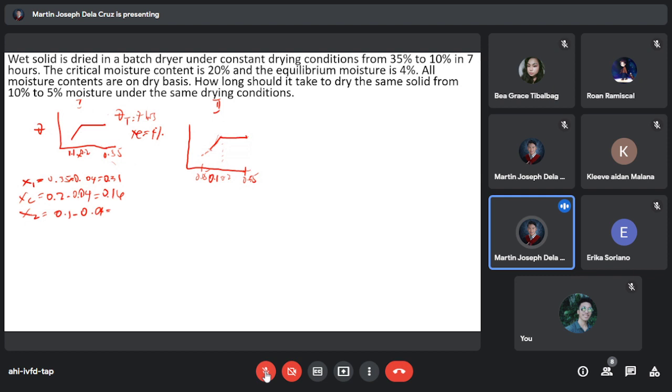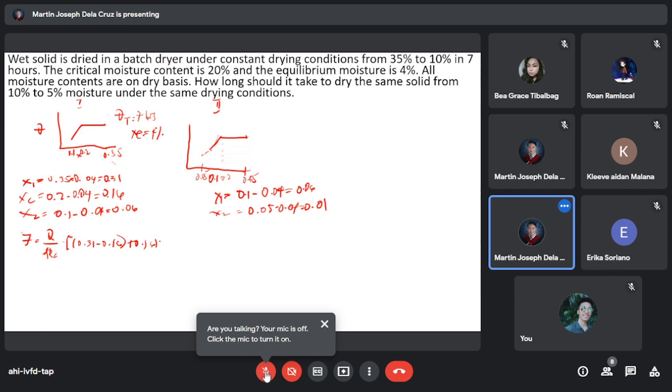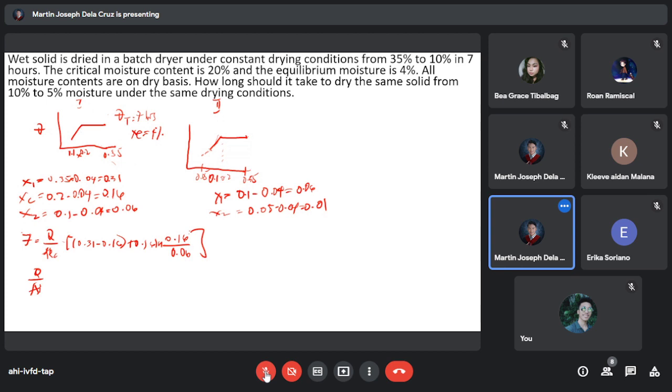So, dito na lang din, i-ascertain na rin natin. X1 is equal to 0.1 minus 0.04 is 0.06. And X2 now is 0.05 minus 0.04 is 0.01. Okay. So, we're going to solve your proportional constant, your Q over ARC. So we have now 7 hours is equal to Q over ARC times X1 0.31 minus 0.16 plus 0.16 ln 0.16 over 0.06. So please try to recheck na lang yung na solve ko. So I got here 22.81 class.